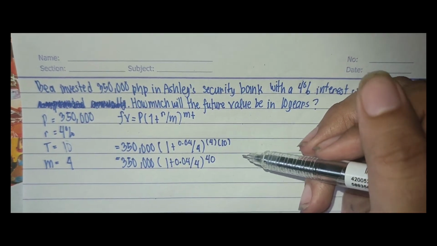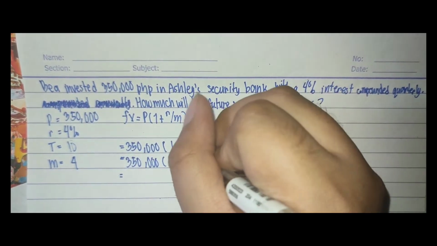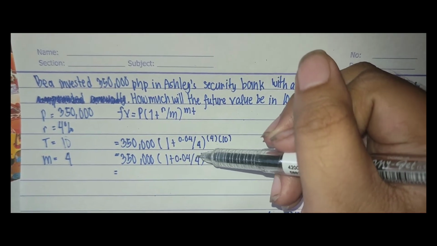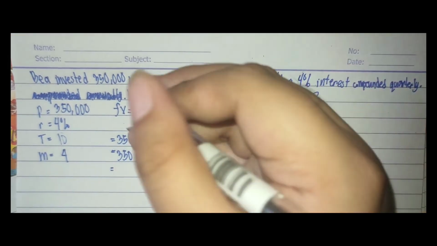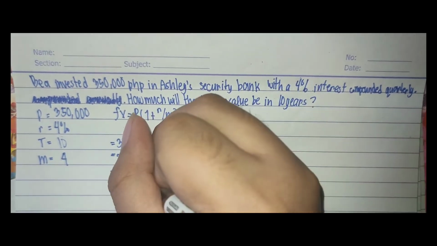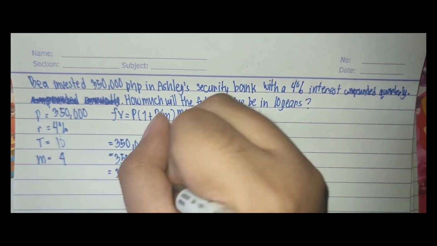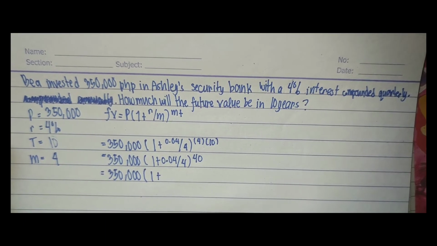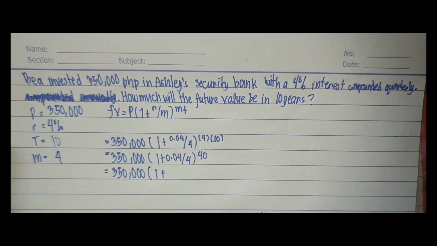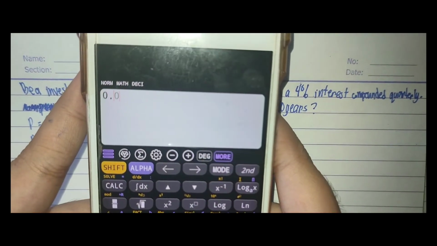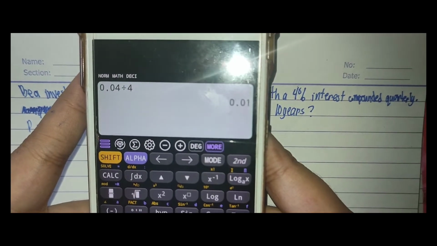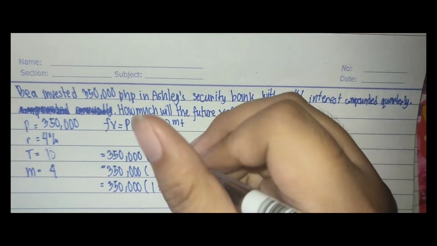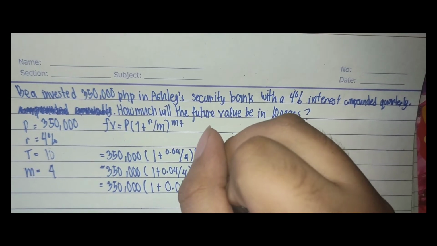Kaya ayan, naging 40 na siya. Then, ito namang nasa loob, yung ipag-divide natin 0.04 divided by 4. Then, ipagpa-plus siya sa 1. Ilagay na natin siya sa calcu. 0.04 divided by 4. So, ang lumabas ay 0.01. Huwag natin kalimutan yung 40 dito sa gilid.